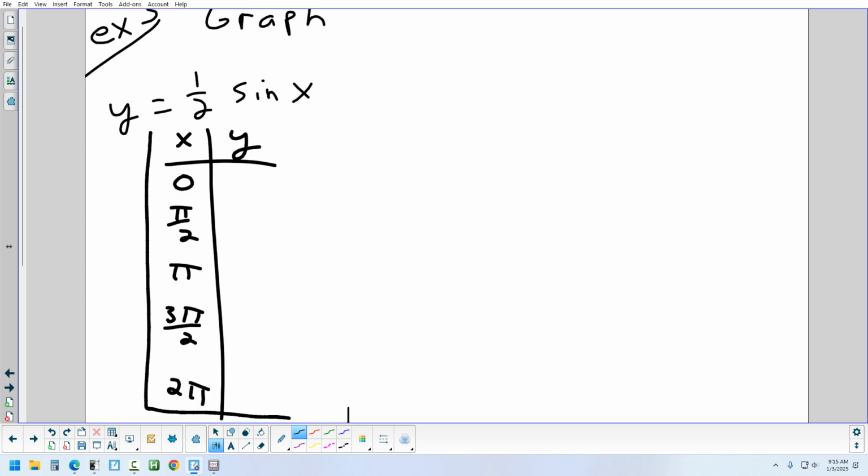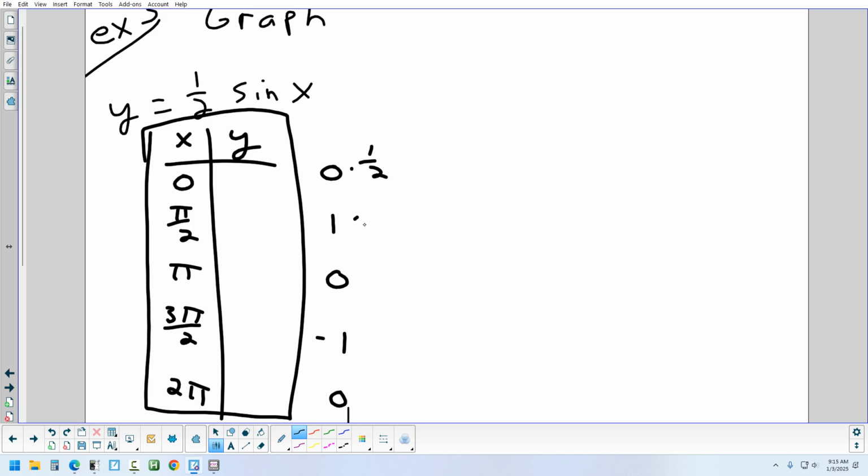Can somebody else give me my original y values? Yep. 0, 1, 0, negative 1, 0. And how are all of those going to change? What are we going to have to do to all of them? Yep. Multiplied by a half. Right, they're all going to be multiplied by a half, divided by 2, however you want to think of it. So we're going to get 0, 1 half, 0, negative a half, and 0. So that's your table. Questions on how I got that table?